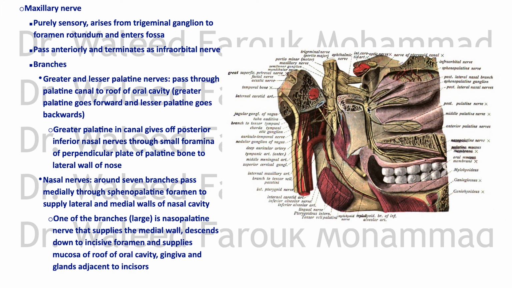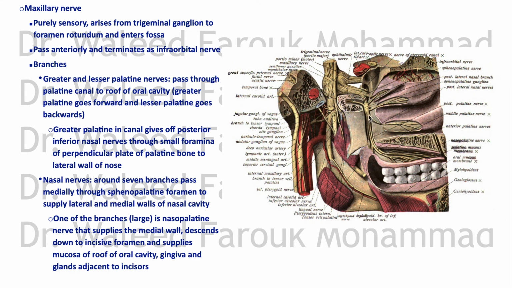It gives off the greater and lesser palatine nerves. Now, I told you before it was named the descending palatine that gives off the greater and lesser palatine nerves, but now it's considered the greater that gives the lesser palatine. Of course, you know, they descend in their canal and reach the roof of the oral cavity. The lesser palatine goes backwards on the soft palate, while the greater palatine goes forwards under the mucosa lining the hard palate, and ends by supplying the incisive gum and oral mucosa.